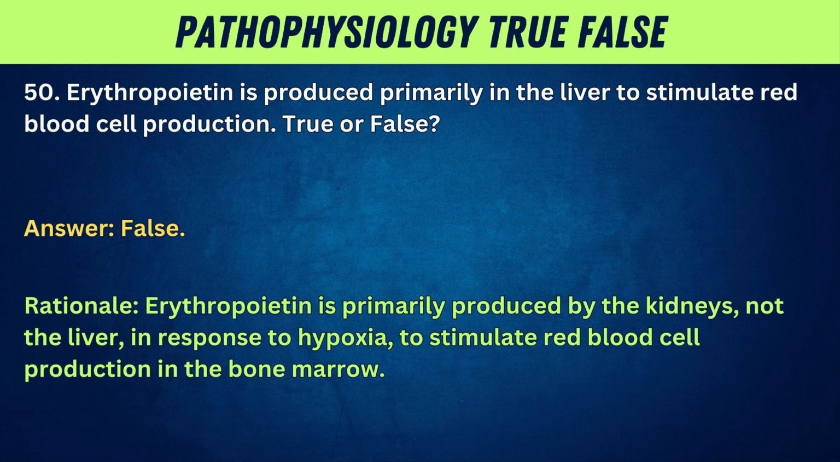50. Erythropoietin is produced primarily in the liver to stimulate red blood cell production. True or false? Answer: false. Rationale: erythropoietin is primarily produced by the kidneys, not the liver, in response to hypoxia, to stimulate red blood cell production in the bone marrow.